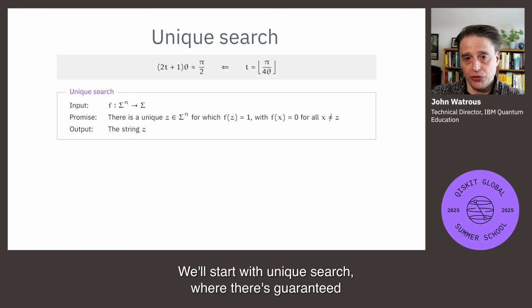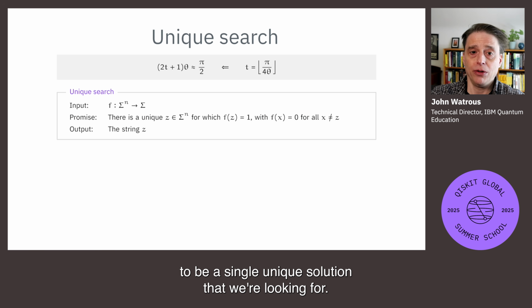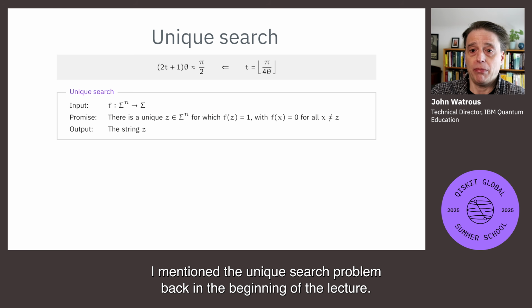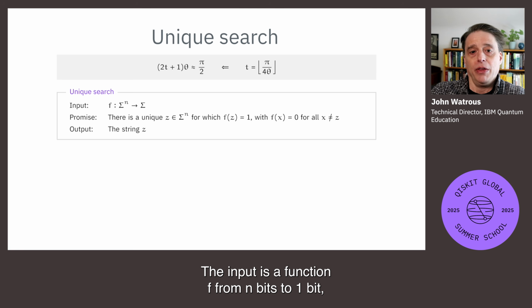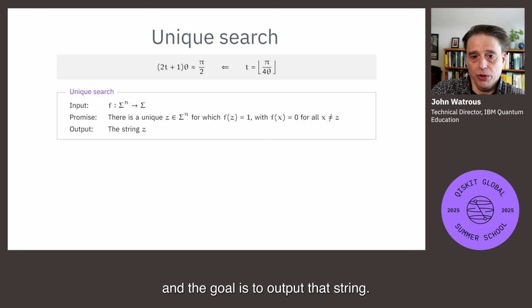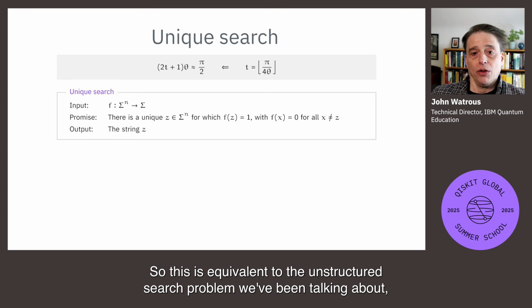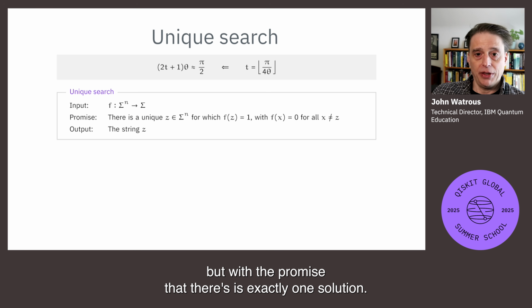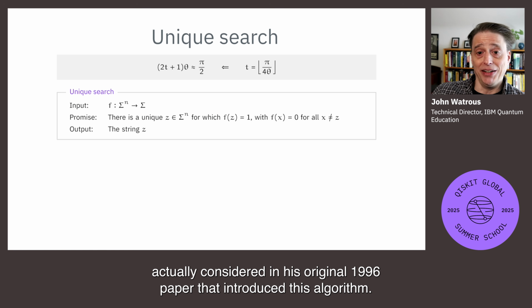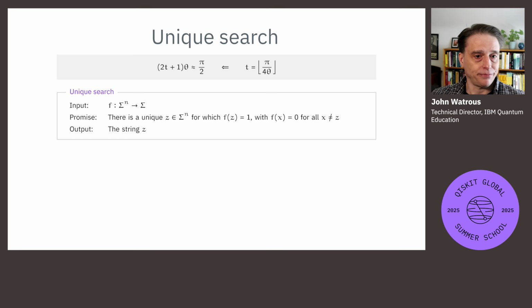We'll start with unique search, where there's guaranteed to be a single unique solution that we're looking for. I mentioned the unique search problem back in the beginning of the lecture. The input is a function f from n bits to 1 bit. There's a unique n-bit string that causes f to evaluate to 1, and the goal is to output that string. So this is equivalent to the unstructured search problem we've been talking about, but with the promise that there's exactly one solution. And in fact, this is the only version of the search problem that Lov Grover actually considered in his original 1996 paper that introduced this algorithm.